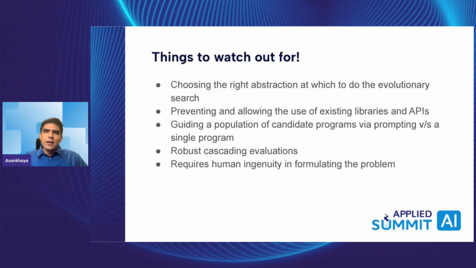Second, which is more of a practical issue, is that whatever code you write, you have to be very careful and strategic in allowing or disallowing certain existing libraries or APIs. For example, in AlgoTune, many of the discovered optimizations actually use JAX or just another library which is not mentioned.